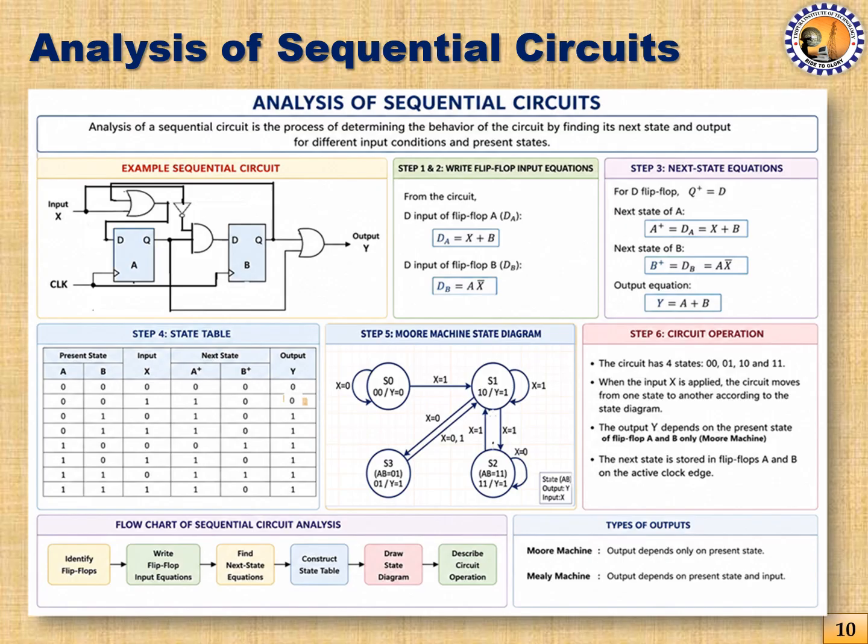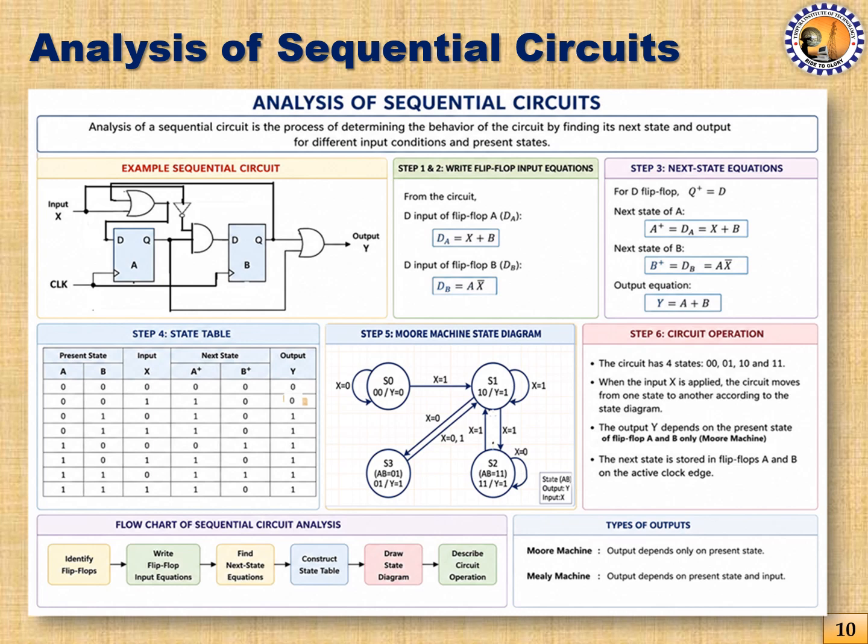It has got four states: 0 0, 0 1, 1 0, 1 1. When X is applied, the circuit moves from one state to the other according to the state diagram, that is this one. The output Y depends on the present state of the flip-flops A and B for the Moore state, and the next state is stored in the flip-flops A and B on the active edge of the clock.